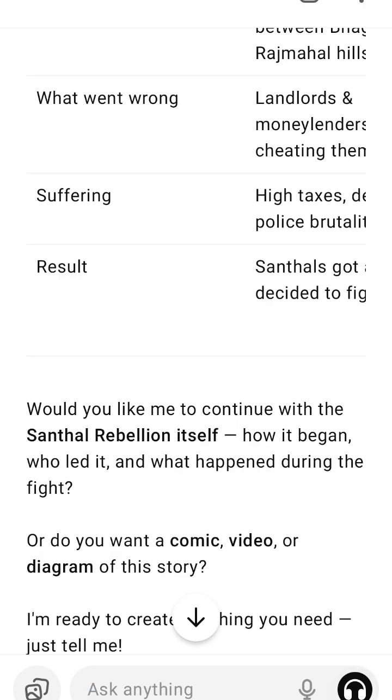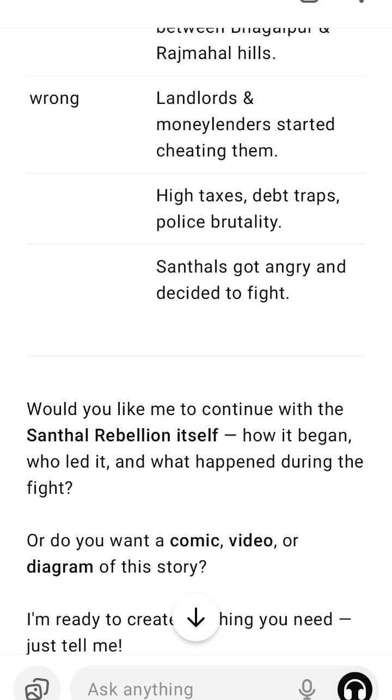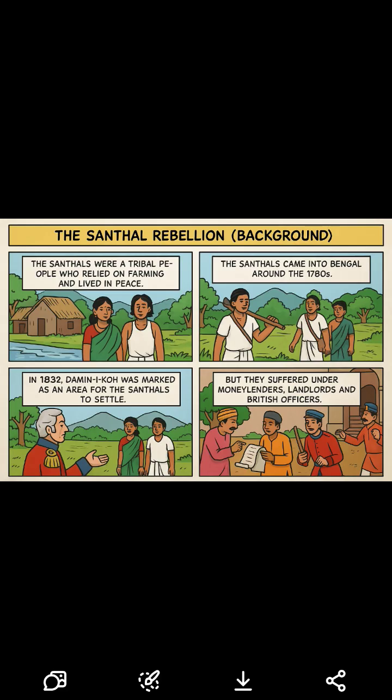4. Then came the problems. At first, life was peaceful, but slowly, things became worse. Why? A. Greedy zamindars, landlords, demanded high taxes from Santhals, took away their land if they couldn't pay, kept false records and cheated them. B. Cruel moneylenders gave money with huge interest. If a Santhal borrowed 10, he had to return 100. When Santhals couldn't repay, they lost their land, cattle, even homes.